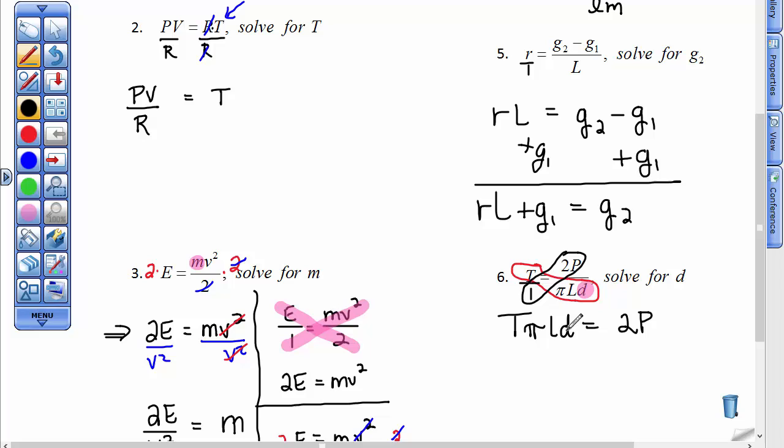Now it's easy to solve for D, because D is upstairs, and D is multiplied by these 3 letters, so to get rid of them, I'm going to divide by T and pi and L, both sides. Now the T's, pi's, and L's cancel out, and I do have D all by itself, and it's equal to 2p divided by T pi L.